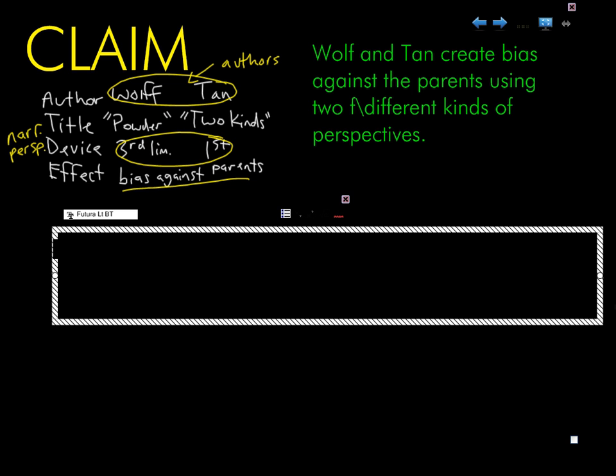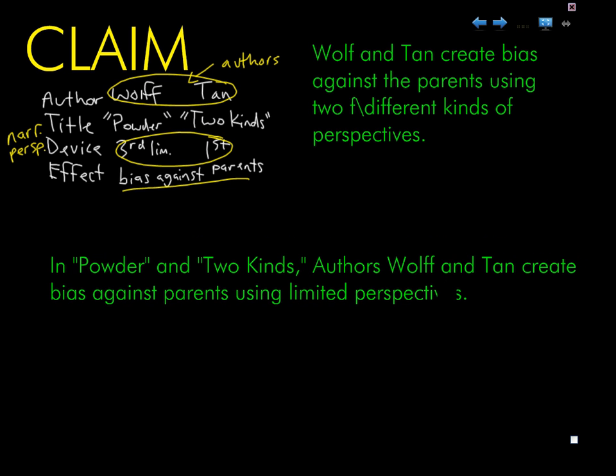We want to emphasize that these are basically the same sorts of strategies, right? That both authors are limiting your information to one person. Yeah, okay, one's first person and one's third limited. Guess what? First person and third limited are really similar. The difference is not important enough to bring into my claim. So what I'll do is draw a similarity. Now I've got both stories in Powder and Two Kinds, authors Wolf and Tan create bias against parents using limited perspectives.